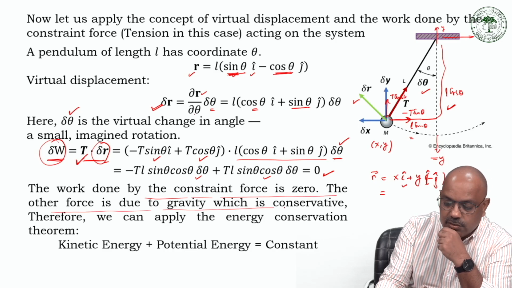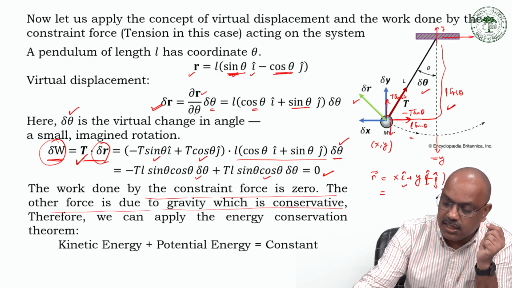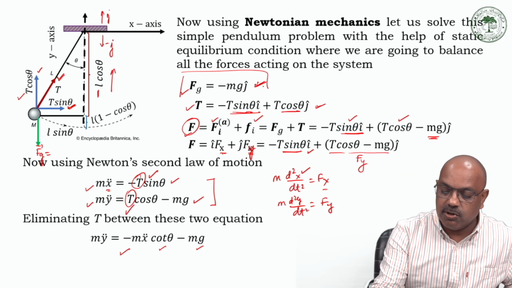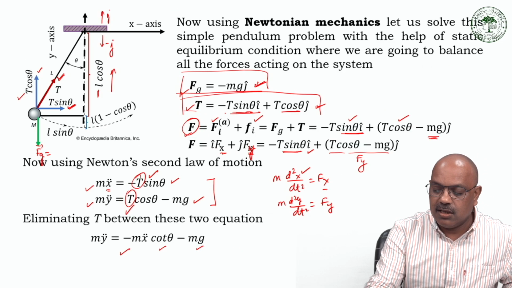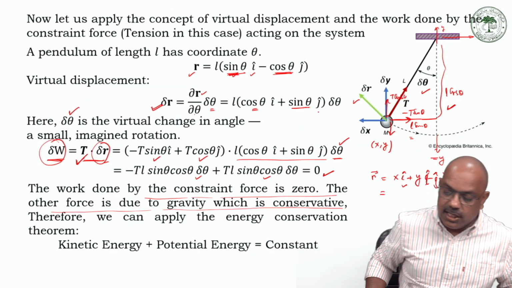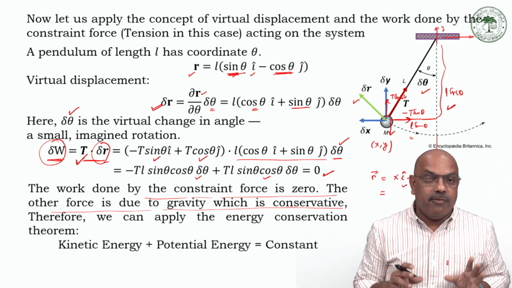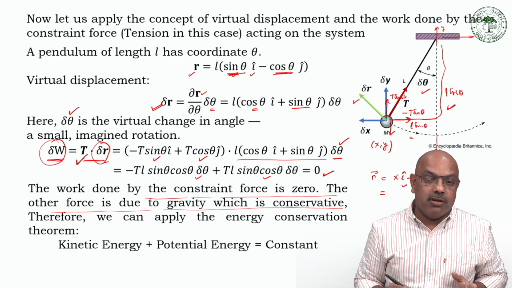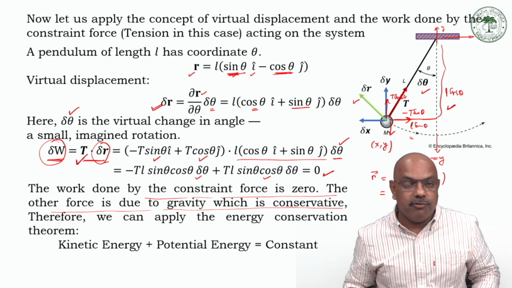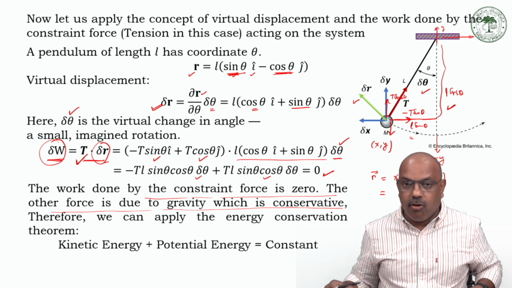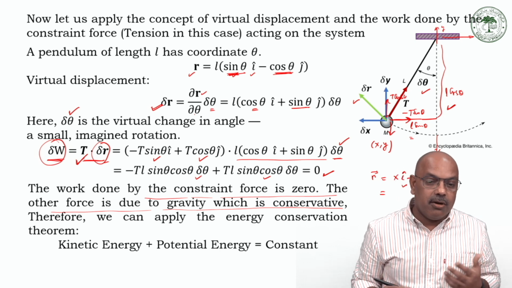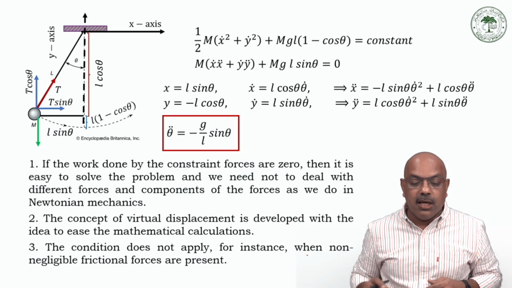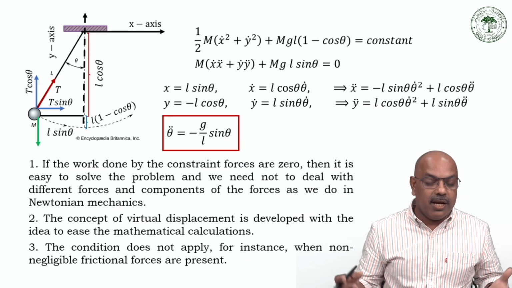The other force is due to gravity. So if you remember, the two forces which are acting are one because of gravity, and the other is the constraint force, which is the tension. The work done because of the constraint force is 0. The other force is gravity, and gravity is a conservative force. So because a conservative force is there, it is going to be conservation of energy. So I can apply the concept of energy conservation, that the kinetic energy plus potential energy is going to be constant. So now let us apply that concept.